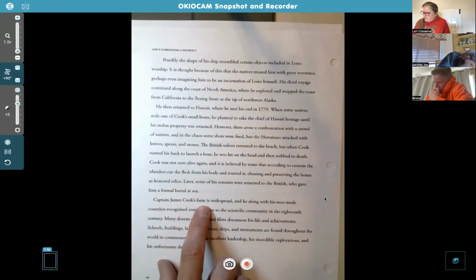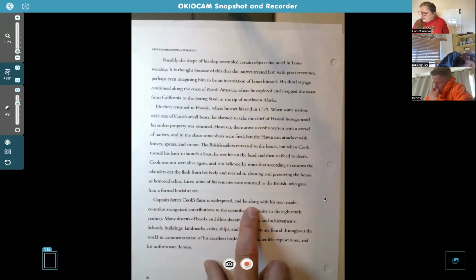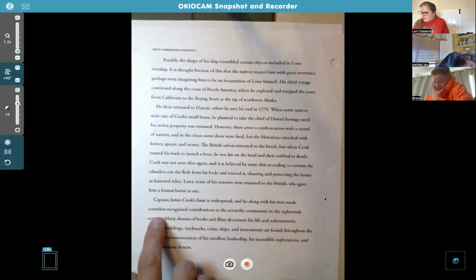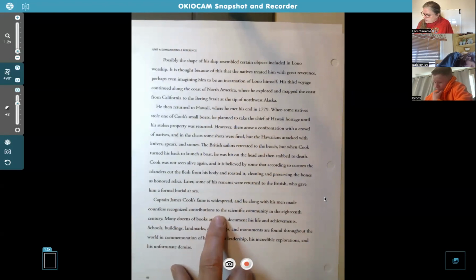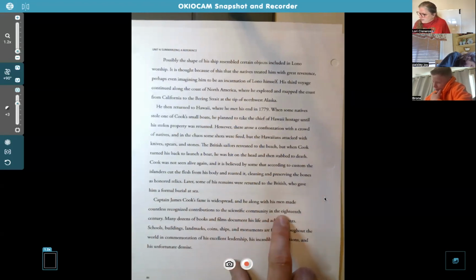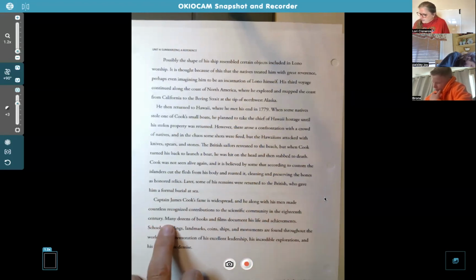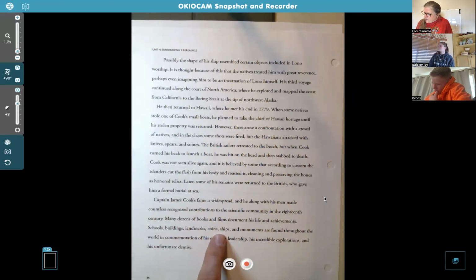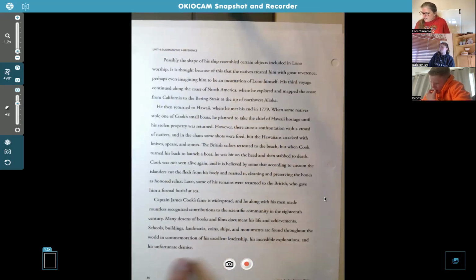Captain James Cook's fame is widespread, and he, along with his men, made countless recognized contributions to the scientific community in the 18th century. Many dozens of books and films document his life and achievements. Schools, buildings, landmarks, coins, ships, and monuments are found throughout the world in commemoration of his excellent leadership, his incredible explorations, and his unfortunate demise.